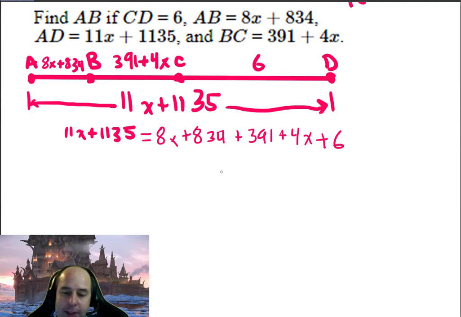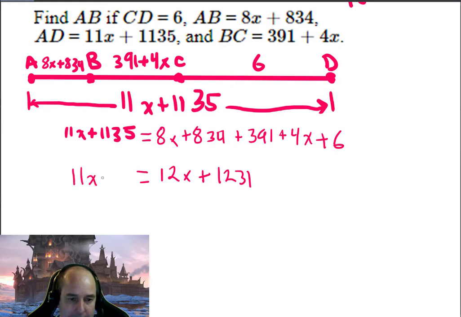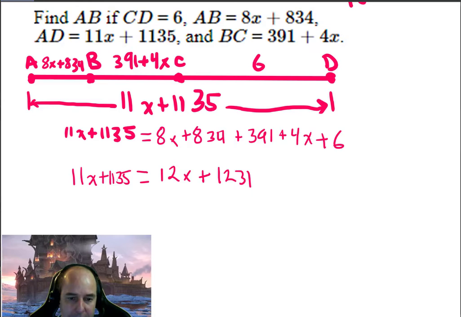So if I take all of this here and I add them together, I get 8x plus 4x, right? I'm going to just combine like terms here. 8x plus 4x is going to be 12x, right? So I have 12x plus 834 plus 391 plus 6. 834 plus 391 plus 6 is going to be equal to 1,231. All right, and that's going to be equal to this 11x plus 1135, right?